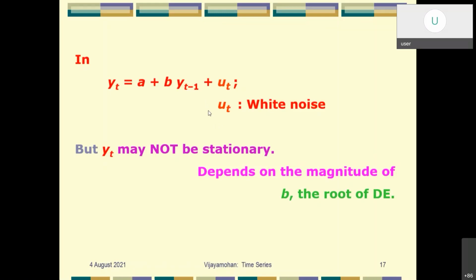So we find that yt is given in terms of the stochastic difference equation yt equals a plus b yt minus 1 plus ut, where ut is a white noise process. That doesn't mean that yt also is white noise or stationary. yt may not be stationary. That depends on the magnitude of this autoregression coefficient b. And this b is taken as the root of a difference equation. So whenever we say an AR process, this coefficient is the root of the difference equation, the AR process. So b is the root of the AR process.